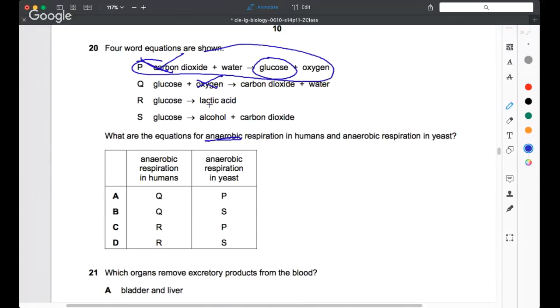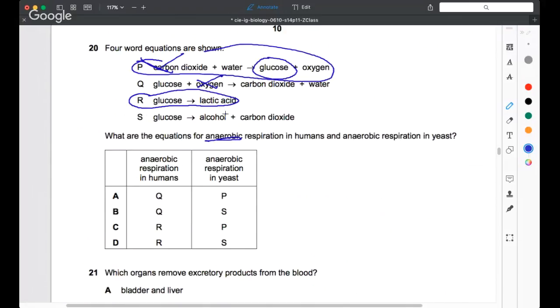So R, glucose to lactic acid. Remember that humans make lactic acid when they respire without oxygen. So they make the lactic acid to regenerate our NAD. This is our equation for humans, for animals, respiring without any oxygen.